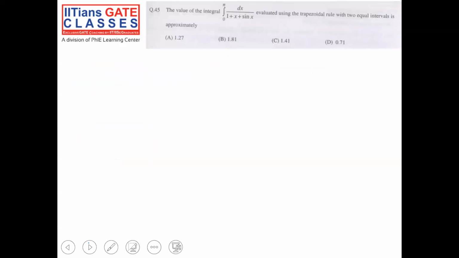Coming towards the next question. This question is from the numerical methods topic. The value of the integral evaluated using trapezoidal rule with 2 equal intervals is approximately... Here they are asking us to solve this integration problem by using the trapezoidal rule.